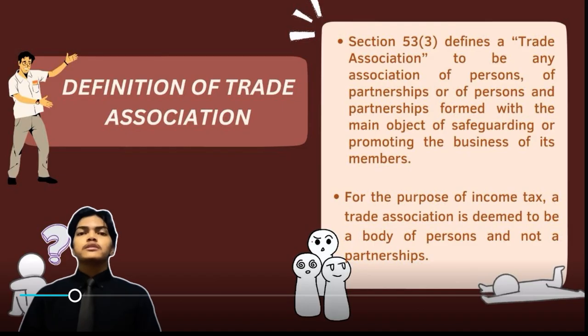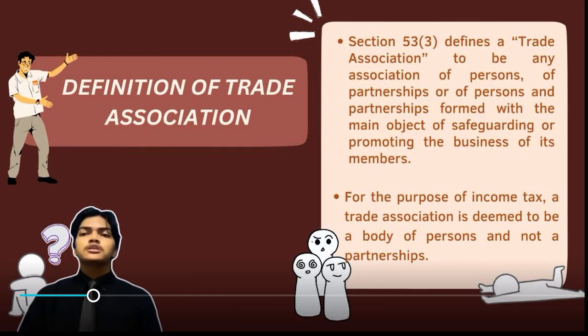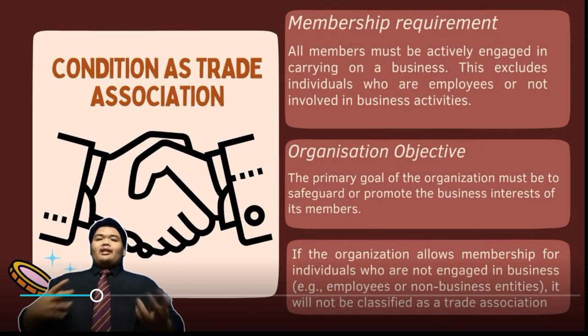We will start the discussion with the definition of trade association. Section 53 subsection 3 defines a trade association to be any association of persons, of partnerships, or of persons and partnerships formed with the main object of safeguarding or promoting the business of its members. For the purpose of income tax, a trade association is deemed to be a body of persons and not a partnership.